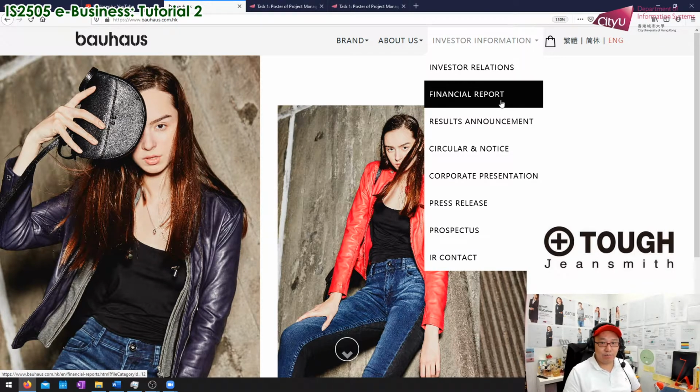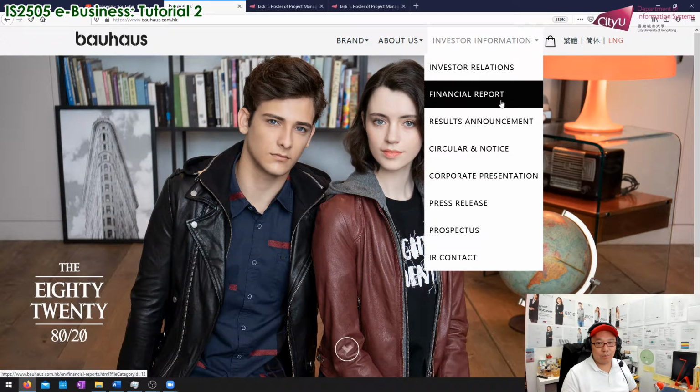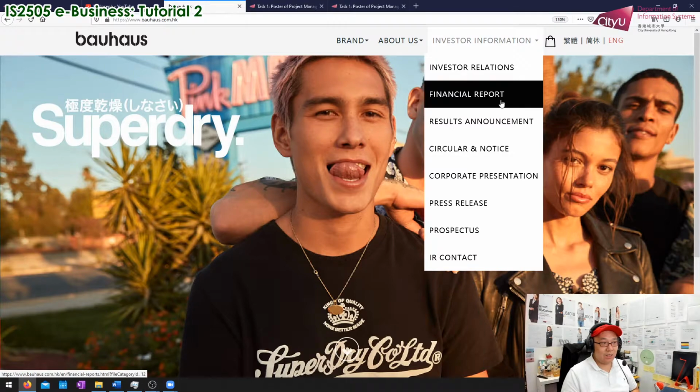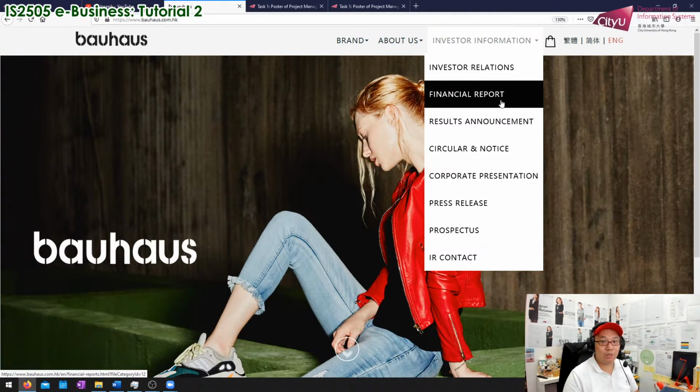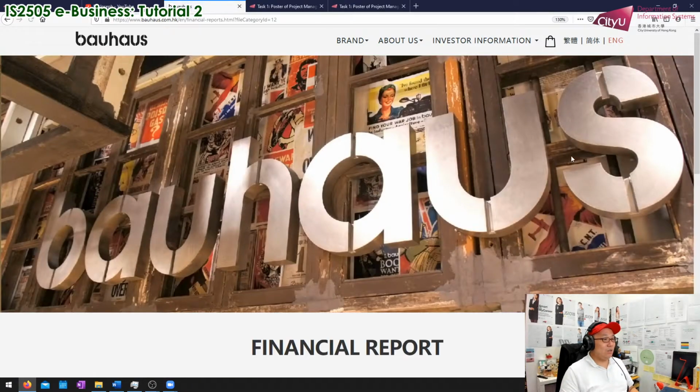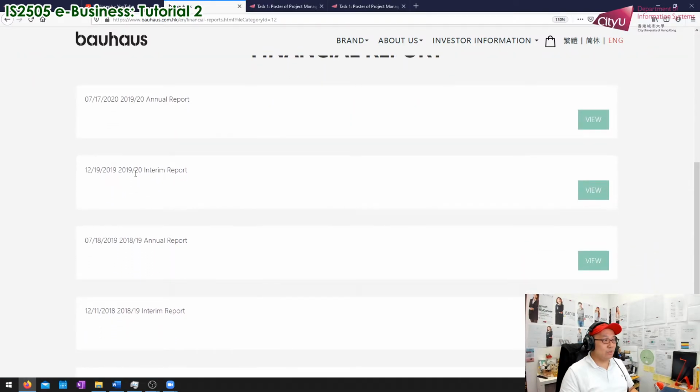Every listed company in Hong Kong is required to publish at least one financial report every year. This is an obligation, required for them to disclose their financial situation, because their stock is traded in the public market. So everyone can access their financial report. A lot of companies also publish interim reports, so they do it every half a year. For US companies, they even do it every quarter, so every 3 months they will have a report.